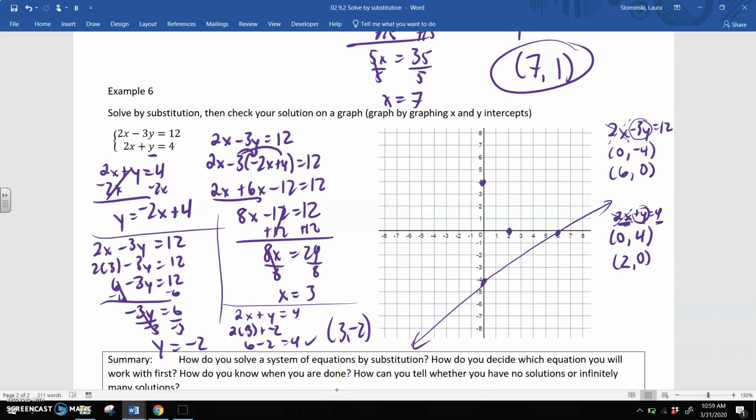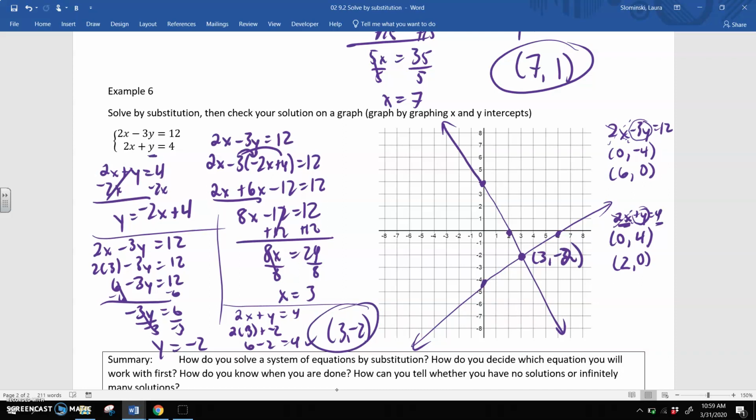Okay, and if we graph that line, again, it's a little nicer when it's in slope-intercept form because you're counting rise over run, but it does in fact look like these cross at 3, negative 2. Sorry, 3, negative 2, which matched my original answer.